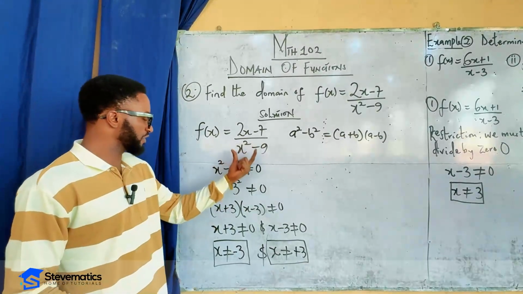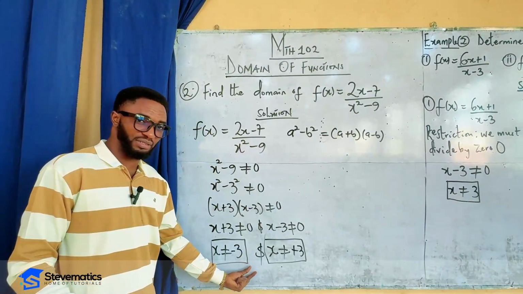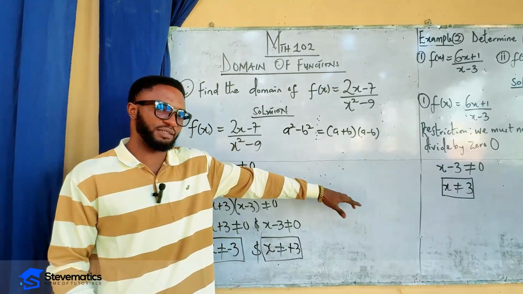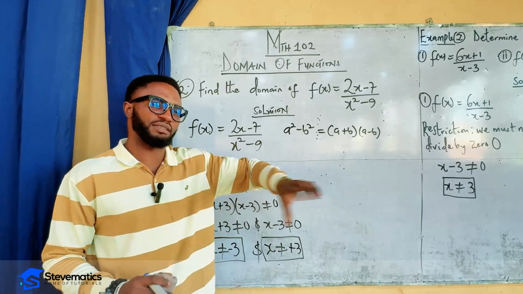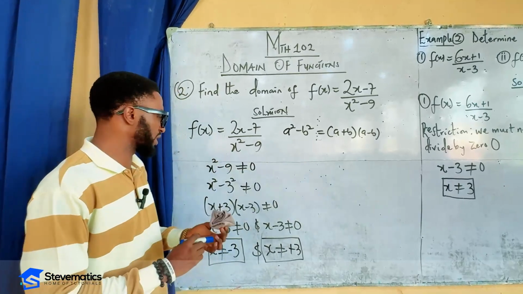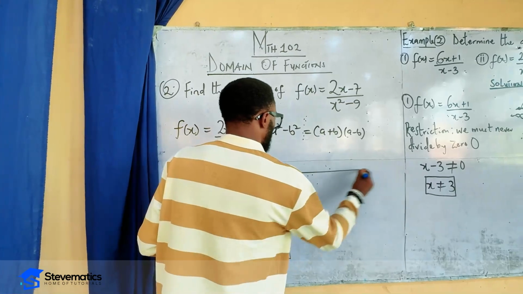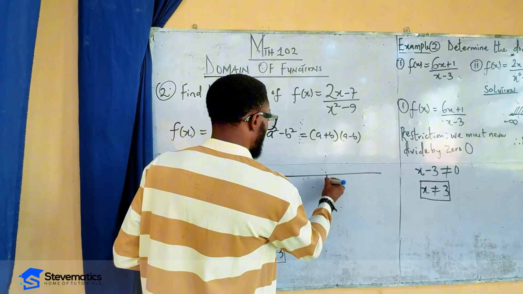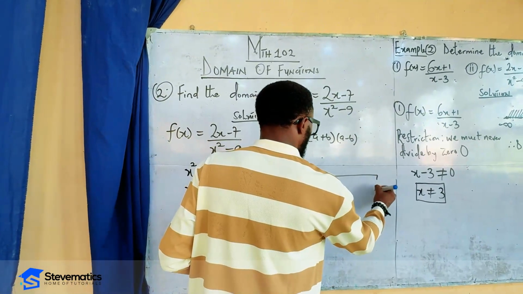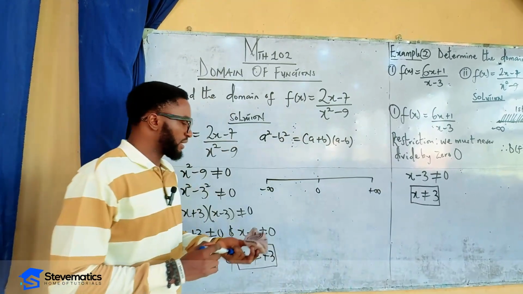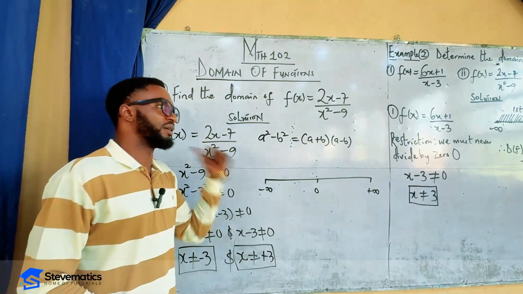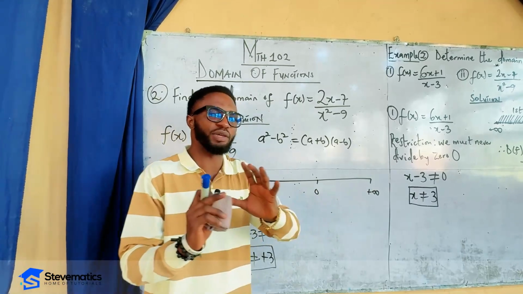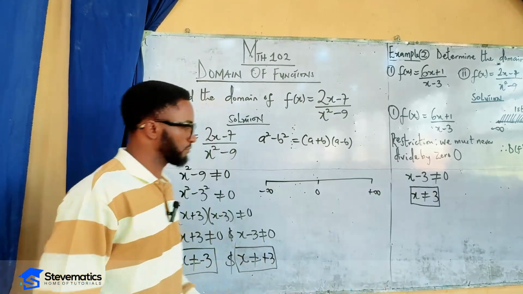Always know that whenever you've done this, plot your real number line system so that you will find the interval of your domain. Now let's do that. We have the real number line system: negative infinity, 0, and positive infinity. Negative infinity means that there are infinitely many negative numbers, same as infinity. Infinity is not a number, it's a concept. It has no end. Good.